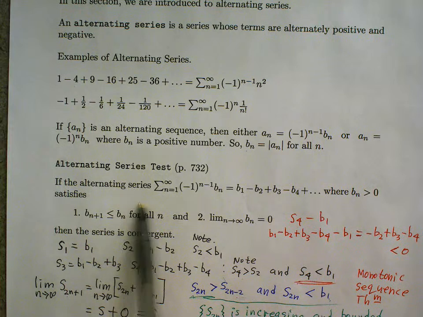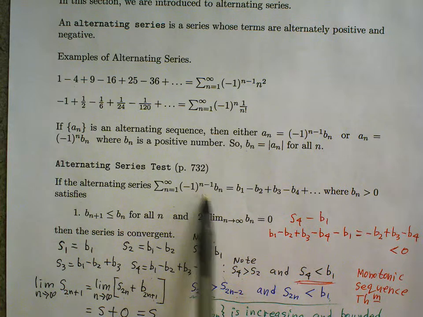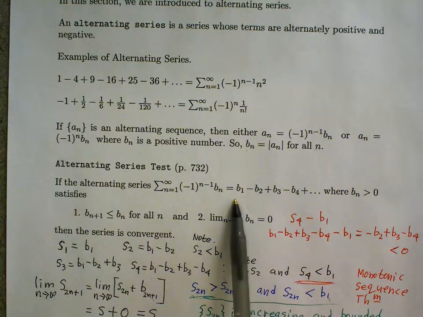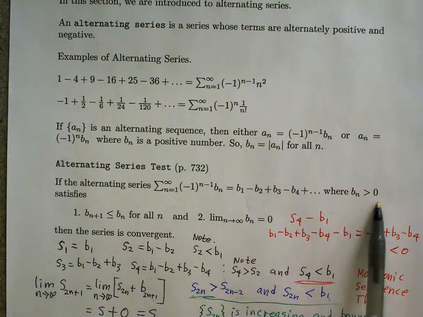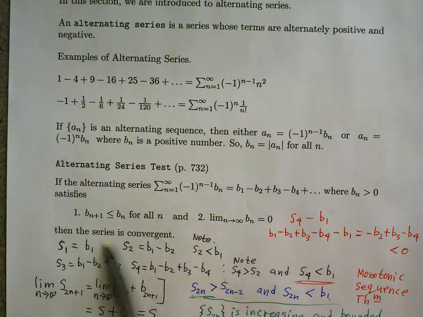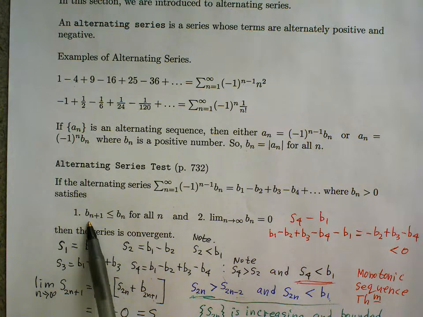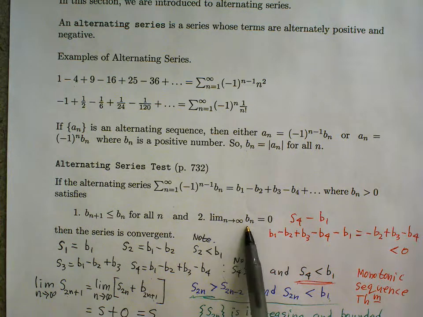In an alternating series, the terms are (-1)^(n-1) times b sub n, and the first few terms in the expansion are b sub 1 minus b sub 2 plus b sub 3 and so on, where b sub n is greater than 0. If this alternating series satisfies these two conditions, then the series is convergent. The b sub n terms need to be decreasing, and the limit of the b sub n terms needs to be 0.